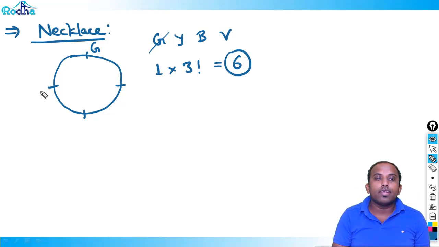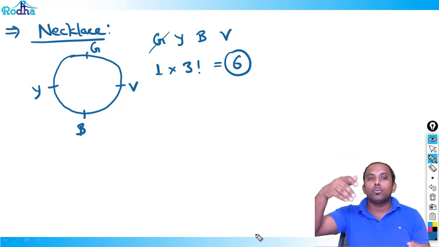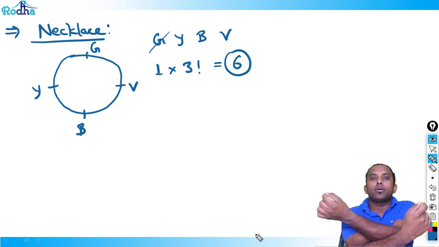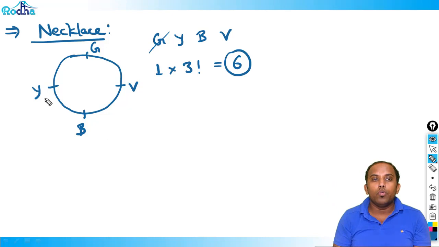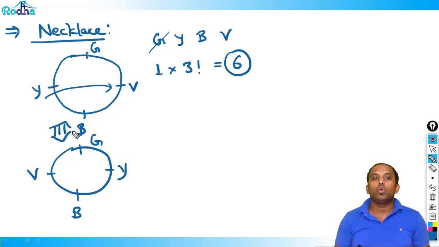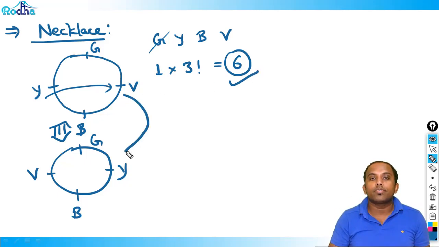Let's say this arrangement is green, yellow, blue and violet. To the right of green is yellow, then blue, then violet. But at the next moment, I can just turn the necklace over, and yellow will come to this side. It becomes green, yellow, blue and violet again. So these 2 arrangements are absolutely the same, equivalent. That means that among the total six arrangements, each is counted twice.